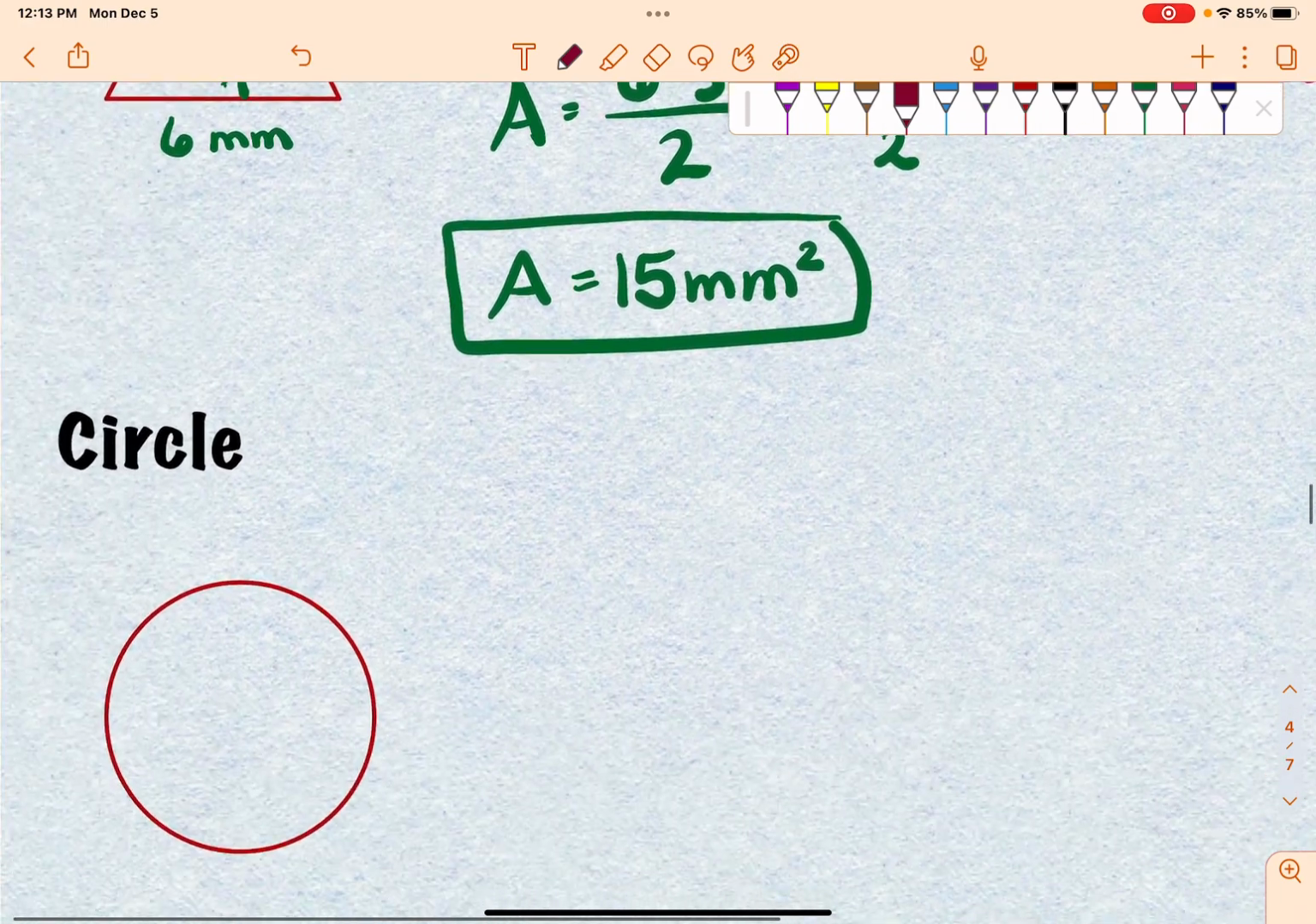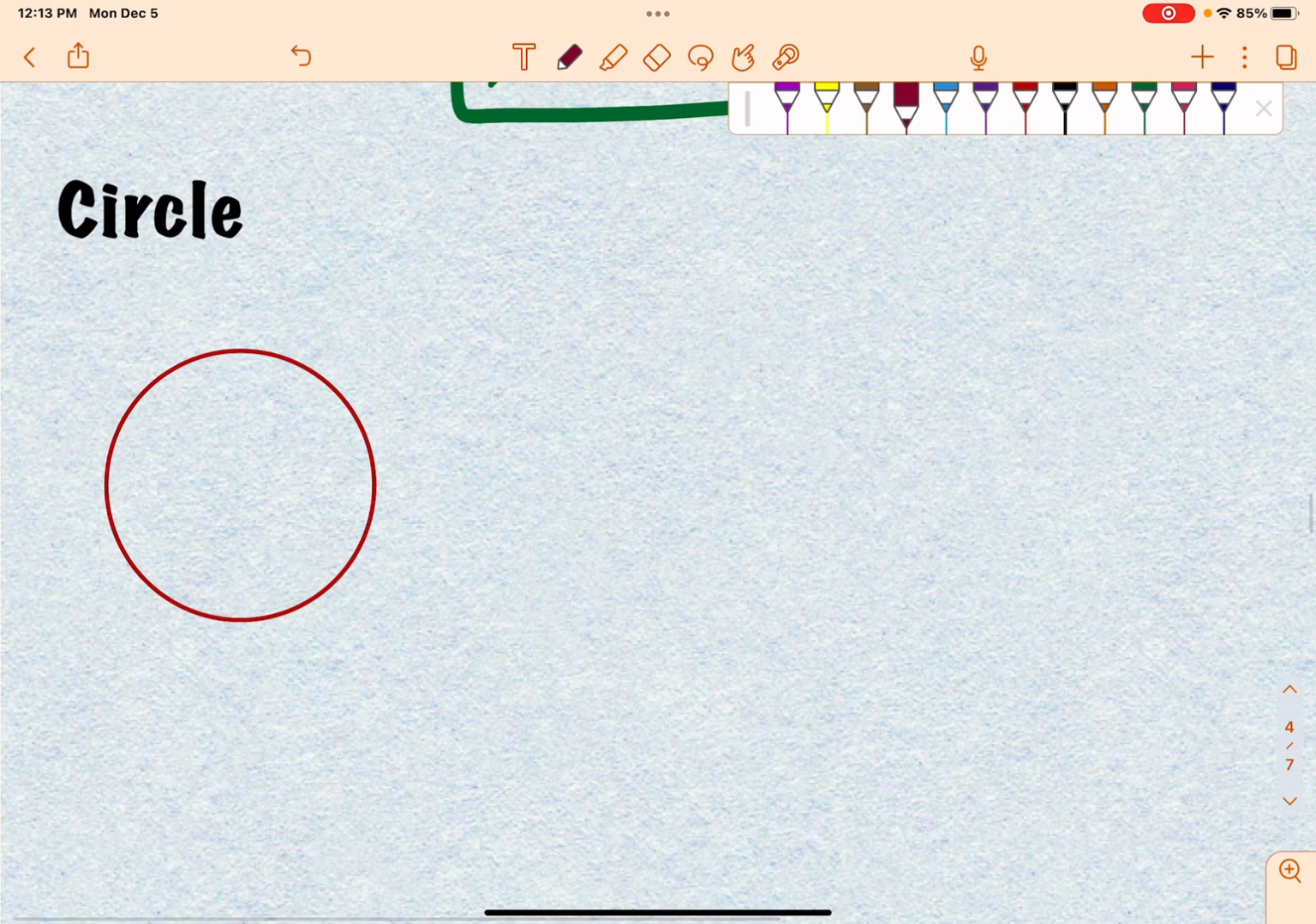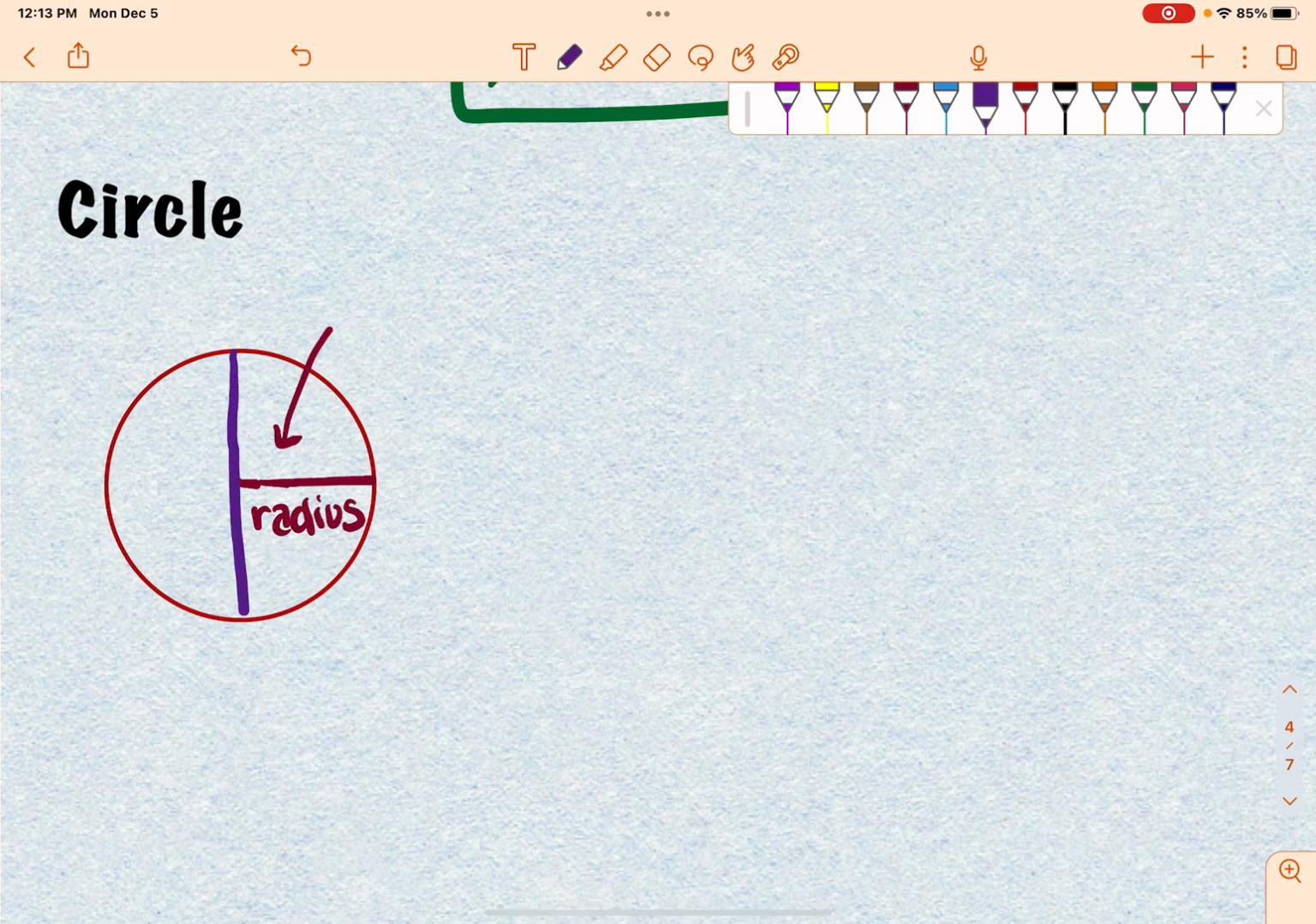Okay, last shape we're going to look at is a circle. Now with a circle, you usually have something that's marked here. That's usually your radius. Do remember if it does happen to go through the center and goes all the way across, that's going to be the diameter. So the area formula is pi times radius squared.